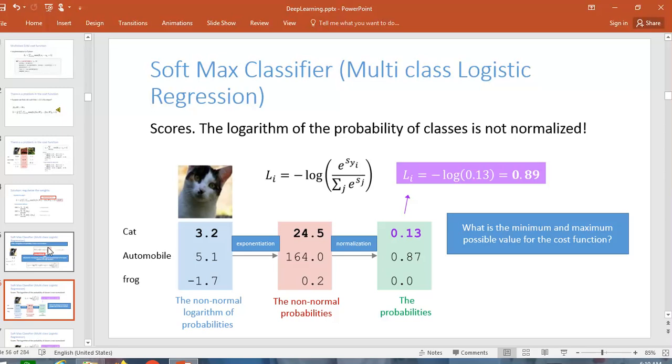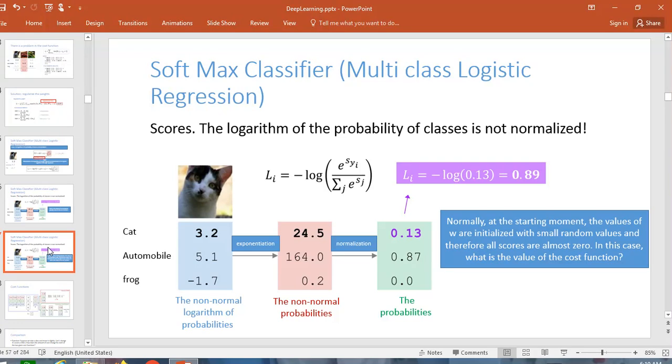This is the cost function that we want to minimize. The value of the cost function for the whole data is equal to the sum of the value of the cost function for each example. We said that at the starting moment, W consists of very small random values close to 0. So the scores will be almost 0. So in this formula, e to the power of the scores is almost equal to 1. So the denominator will be almost equal to the number of classes.